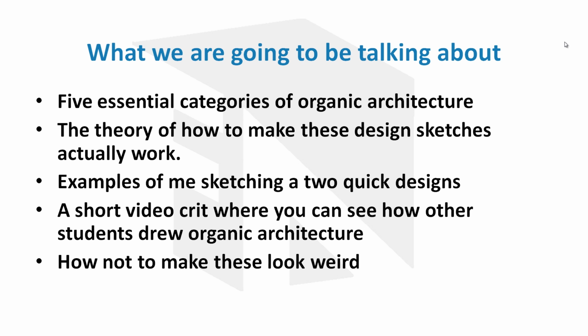So what am I going to talk about? There's 5 essential categories of organic architecture. These are the 5 I've sussed out. There might be a bit more, but we are just going to be focusing on these main 5. We are going to talk about the theory about how to make these designs actually work. There are examples of me sketching a couple of quick designs.